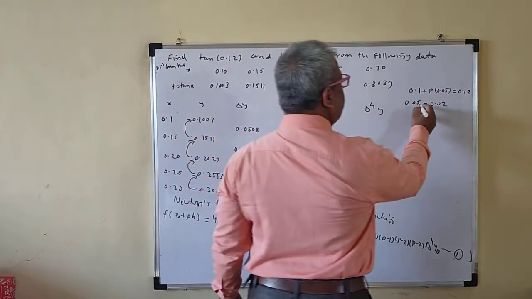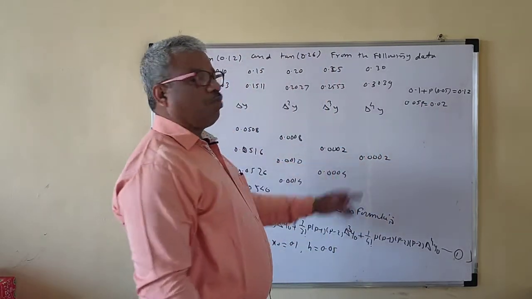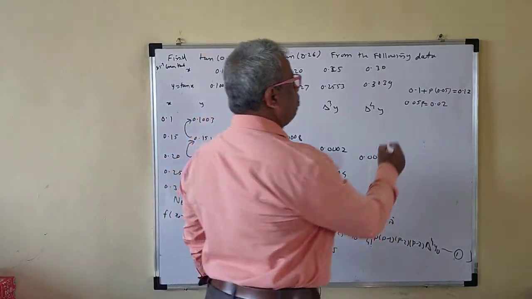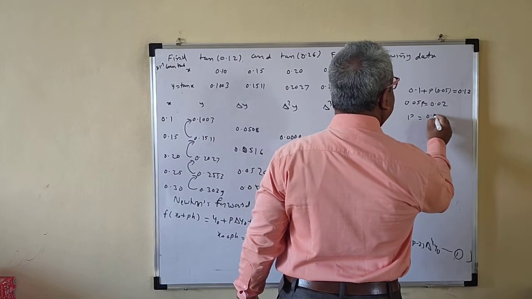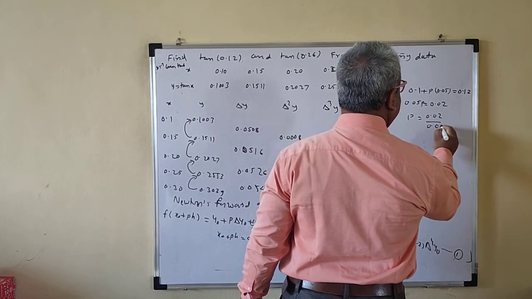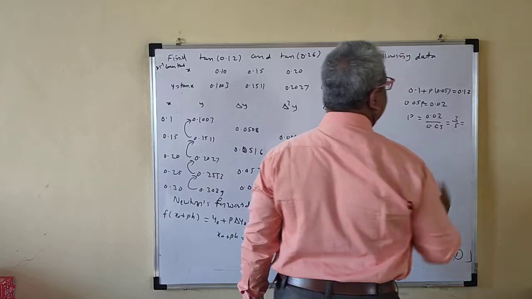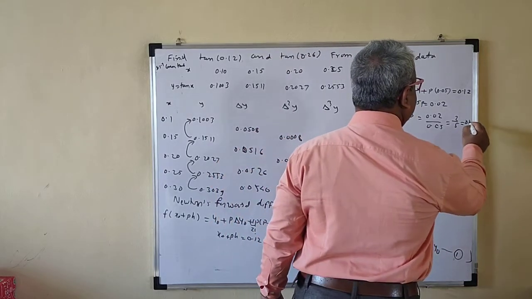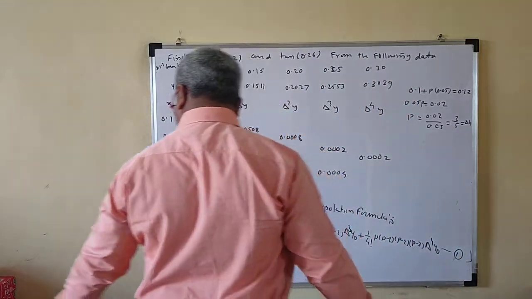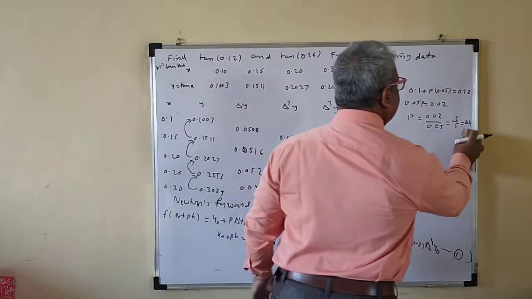So p is equal to 0.02 upon 0.05, that is 2 by 5, so p is 0.4.